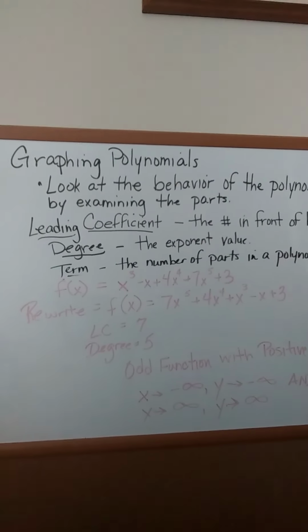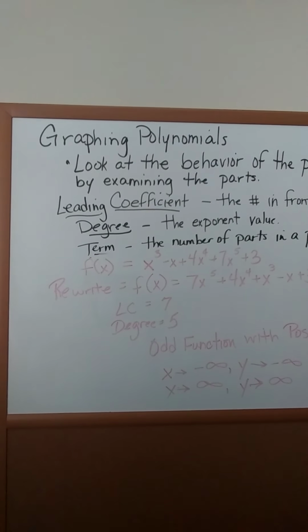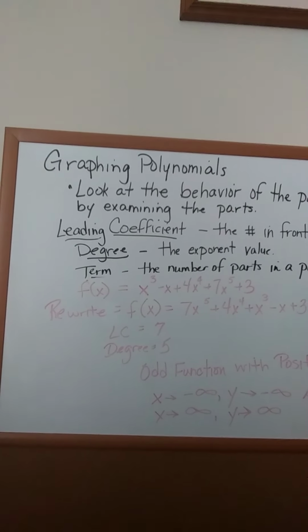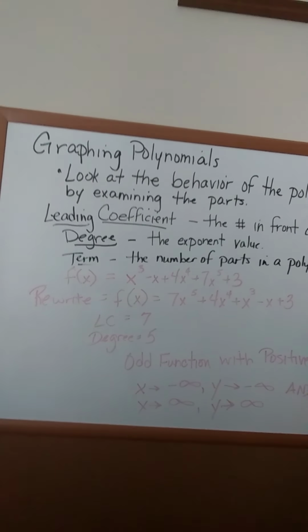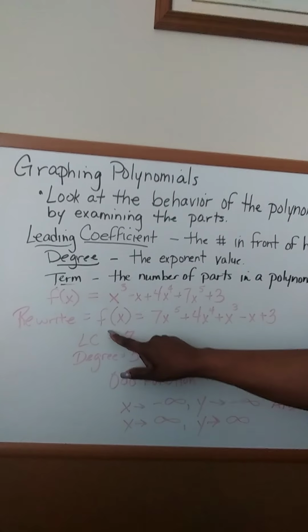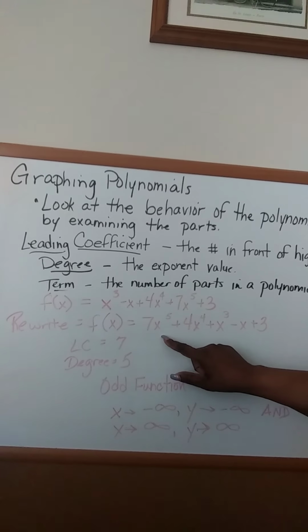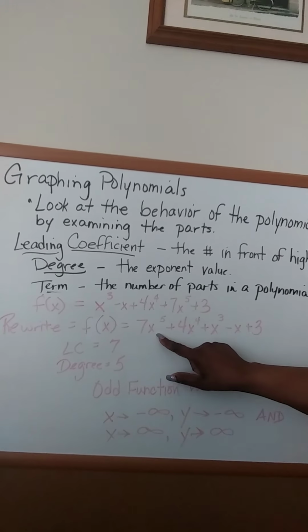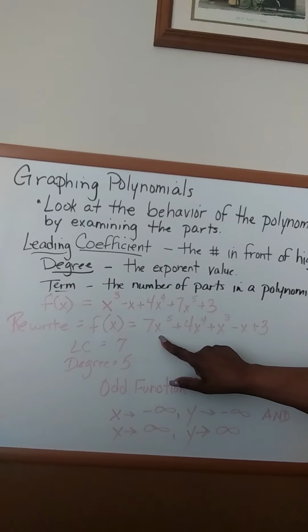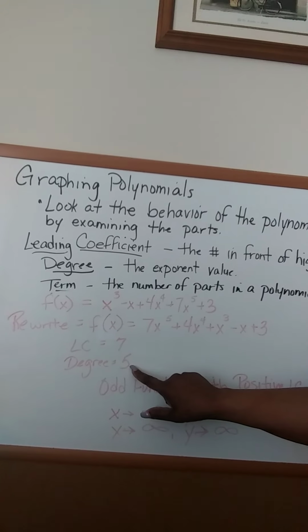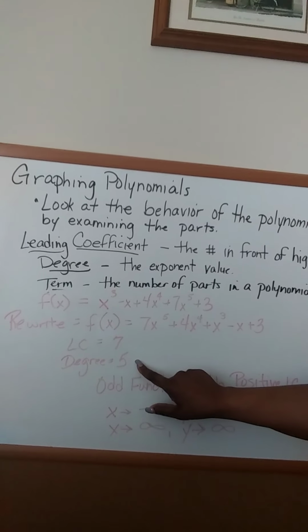Okay, let's try another one. Okay, so for this one, f of x equals x cubed minus x plus 4x to the 4th plus 7x to the 5th plus 3. First thing I want you to do is rewrite it in our standard form. Okay, I already wrote it down. I rearranged them, so now 7x to the 5th is my leading term in my polynomial, and those parts are critical for us knowing what the behavior of the polynomial is. So my leading coefficient is 7. My degree is 5.